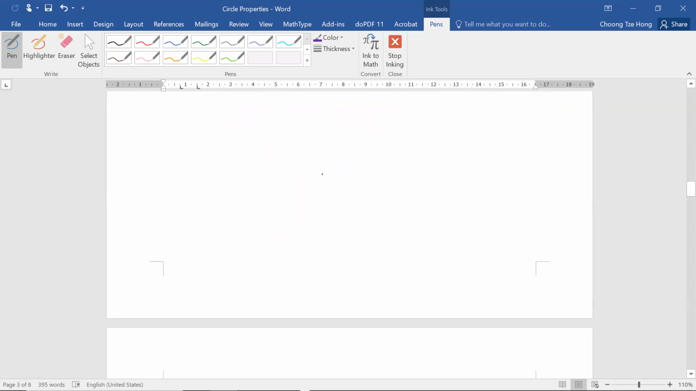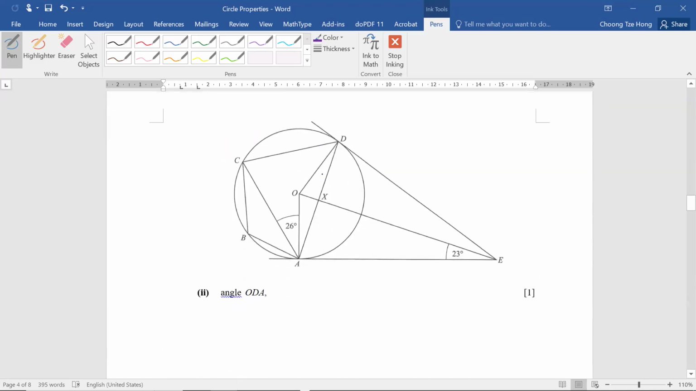Okay, let's look at part 2. I'm going to fill in the angles that we already know. So we know that this is 90, and this one will be 67. Let's see what angle they want us to find next. They want us to find ODA. So ODA is just this small angle over here. So how can we find this small angle?